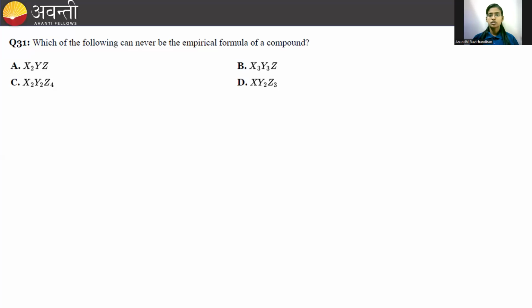So it is actually a question on empirical formula. And the question says, which of the following can never be the empirical formula of a compound? So basically, empirical formula always involves a simple ratio without any common multiple.